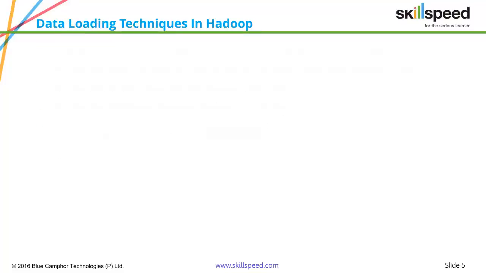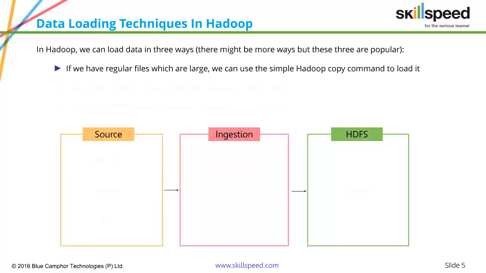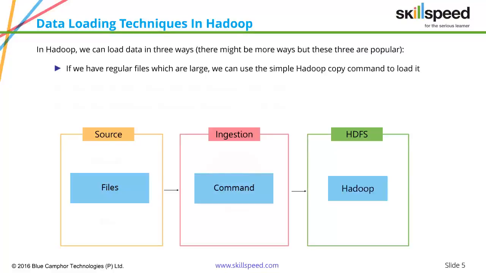Now, if you look at the different ways to copy the data into Hadoop, there are three popular ways. There are many ways in fact available, but these are three popular ones. One way is the manual copy command. We are aware of that: if you have the file present in the local file system, you can simply use the hdfs dfs -put command to manually upload the file.